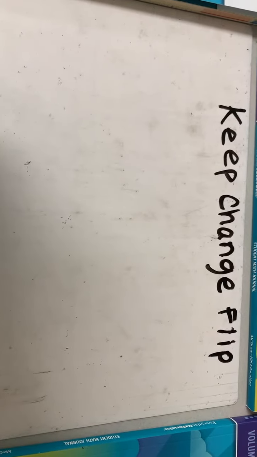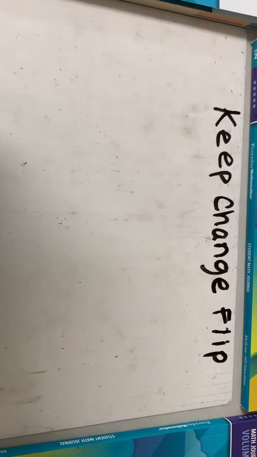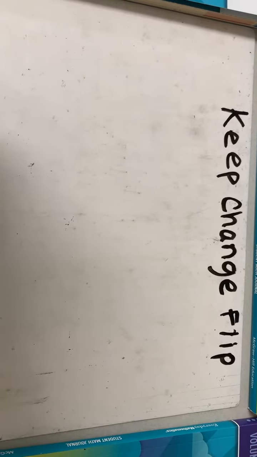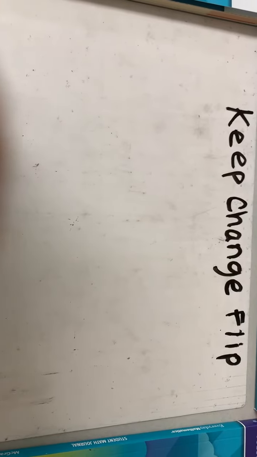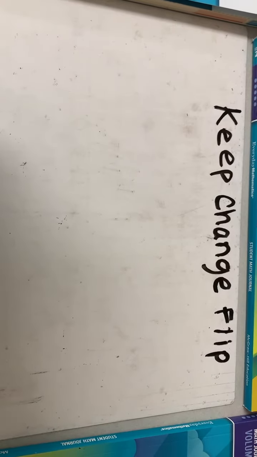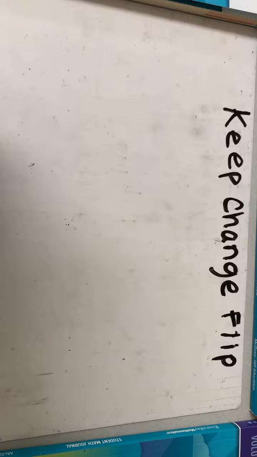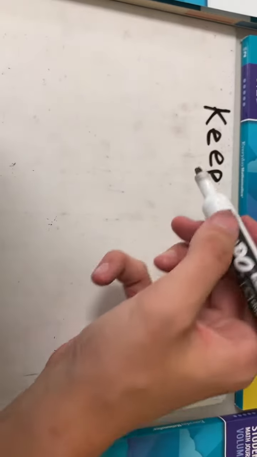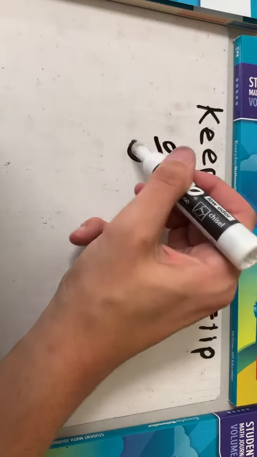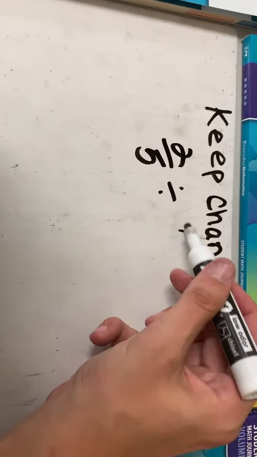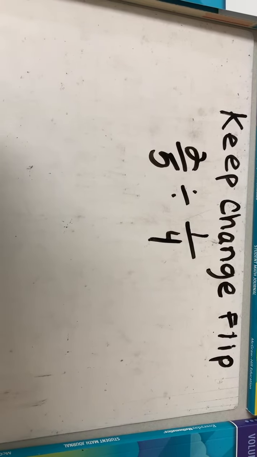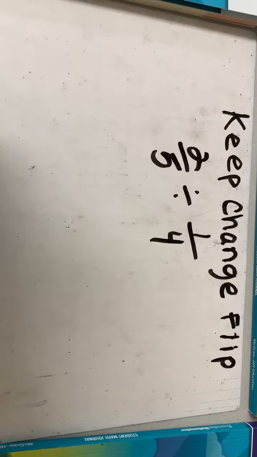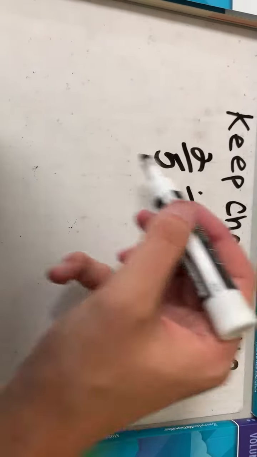Today we finally put our picture models aside and we started to divide with fractions using what's called keep, change, flip. Keep, change, flip is a little strategy that we can use without drawing any picture models, and we can use it for any type of dividing problems that includes fractions. So for example, if I have 2/5 divided by 1/4, I'm going to use these three words, keep, change, flip, in the appropriate spot in order to change this problem to a multiplication problem, which is then much easier to solve.